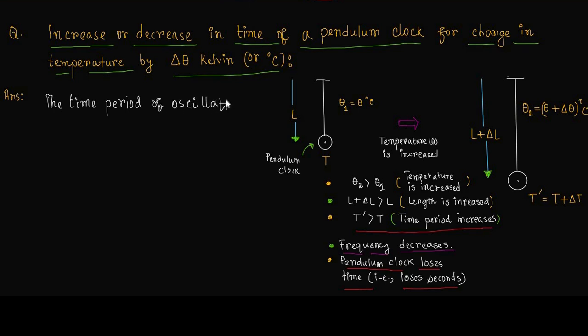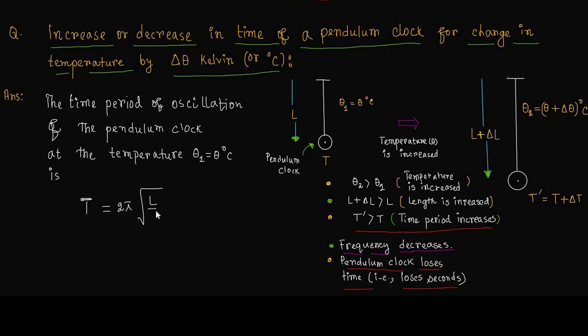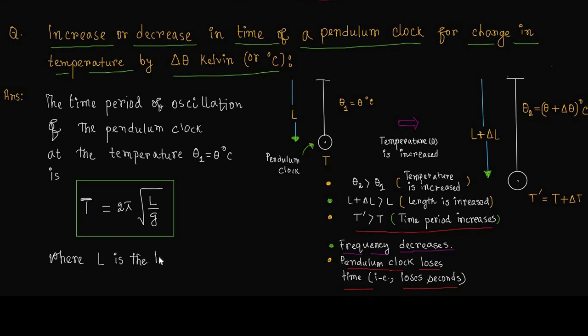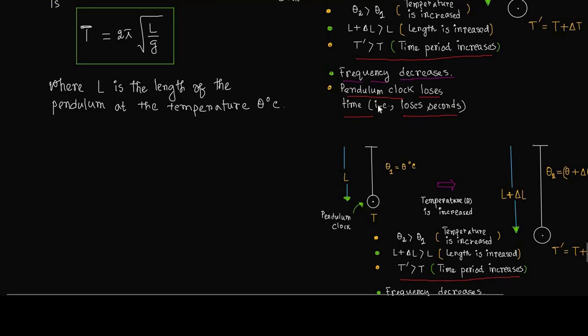The time period of oscillation of the pendulum clock at the initial temperature theta 1 equal to theta degree C is given by T equal to 2 pi root over L by g, where L is the initial length of the pendulum clock at the initial temperature theta 1 equal to theta degree C.